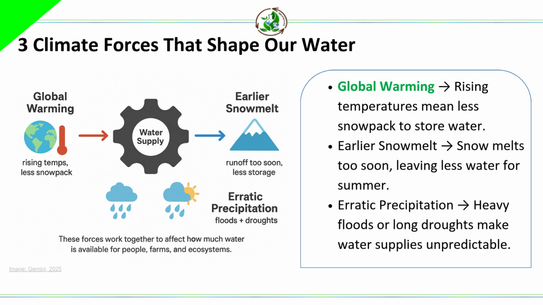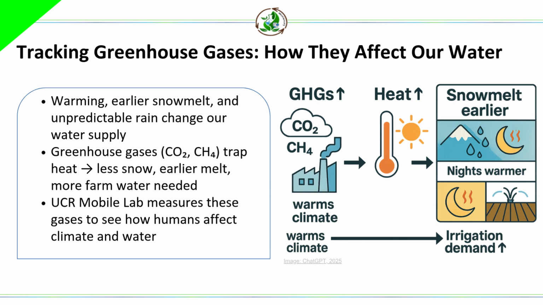Third, erratic precipitation. Some years bring heavy floods, and other years bring long droughts. This makes water supplies unpredictable and harder to manage. Together, these three climate forces act like knobs that turn the amount and timing of water available for cities, farms, and ecosystems. Now let's see how greenhouse gases affect our water.